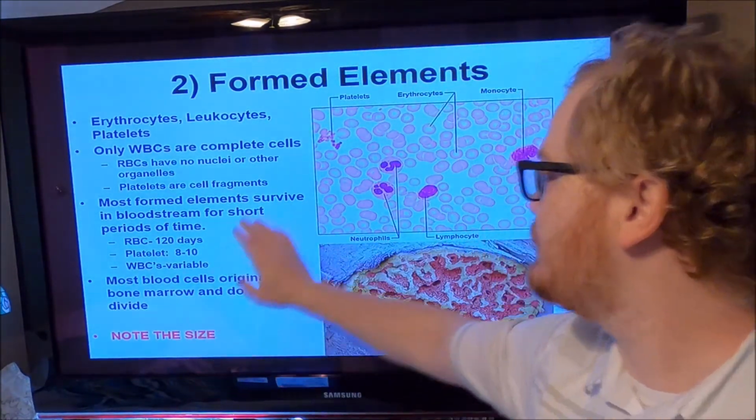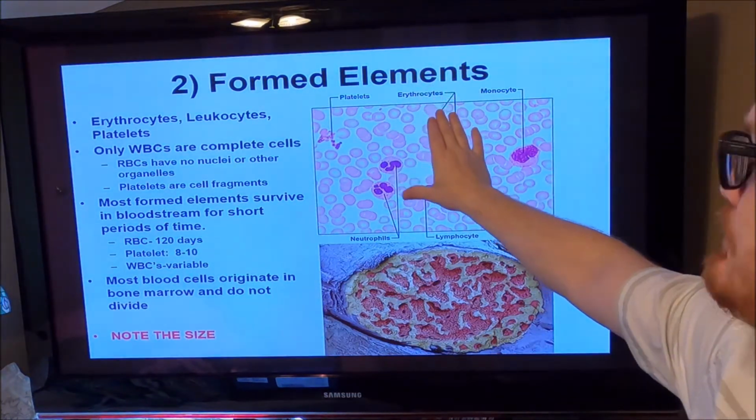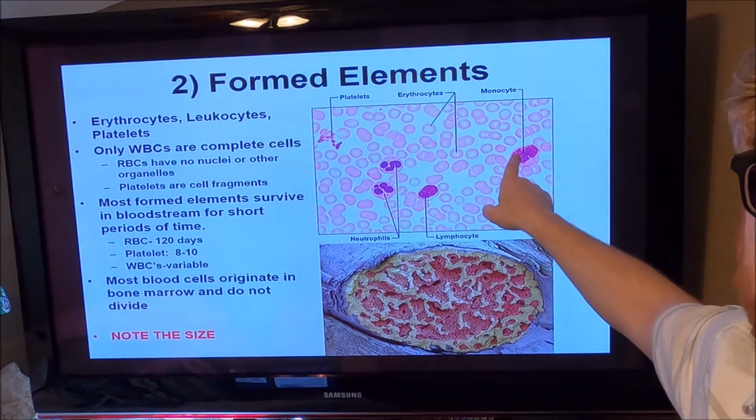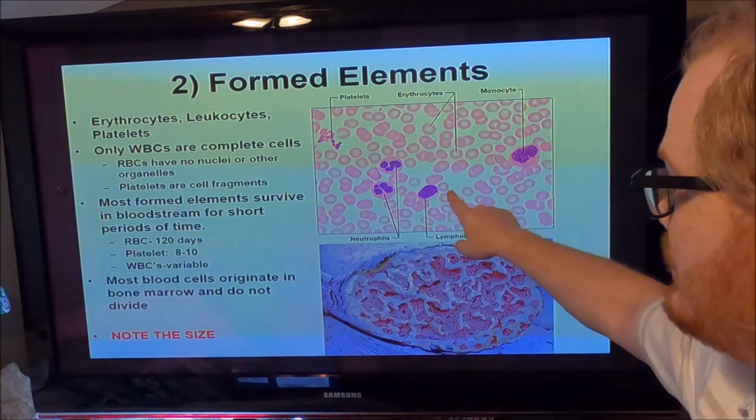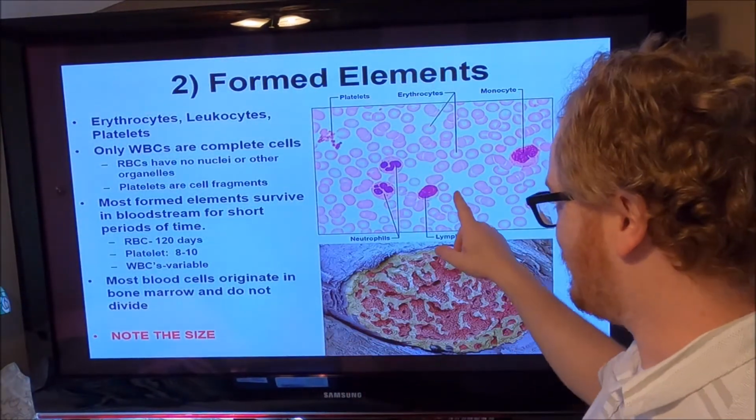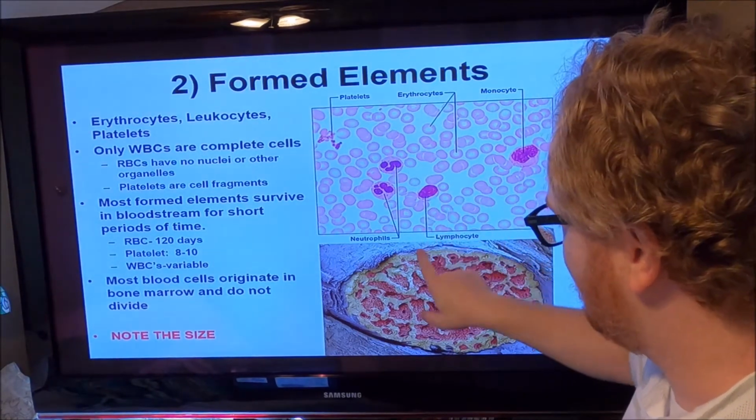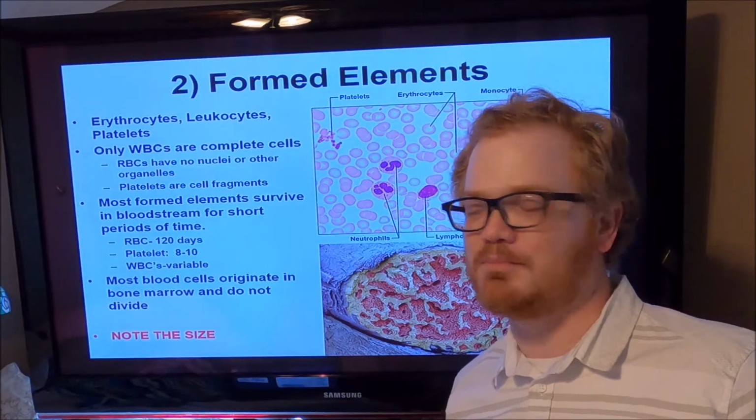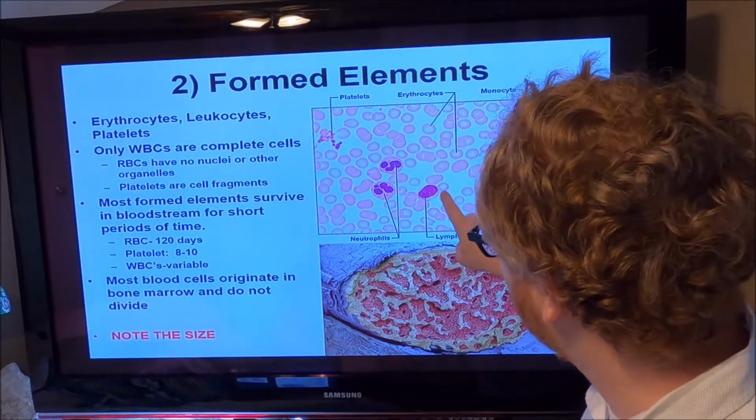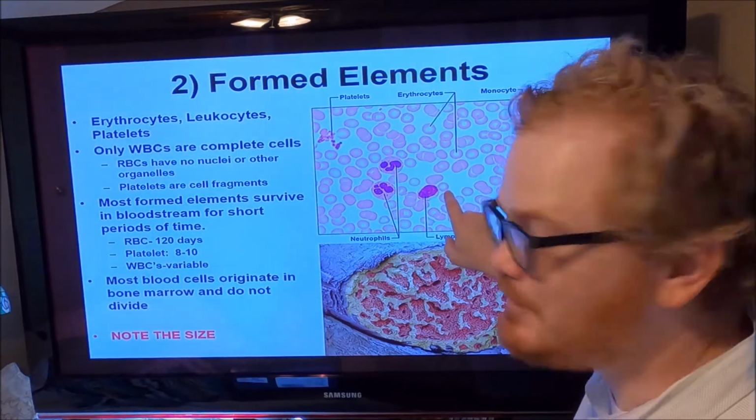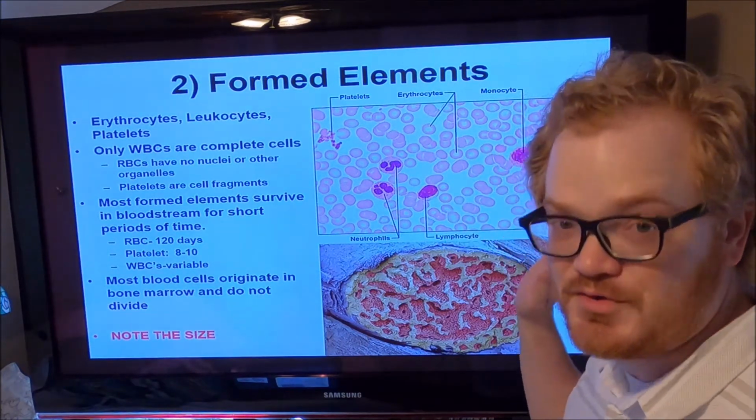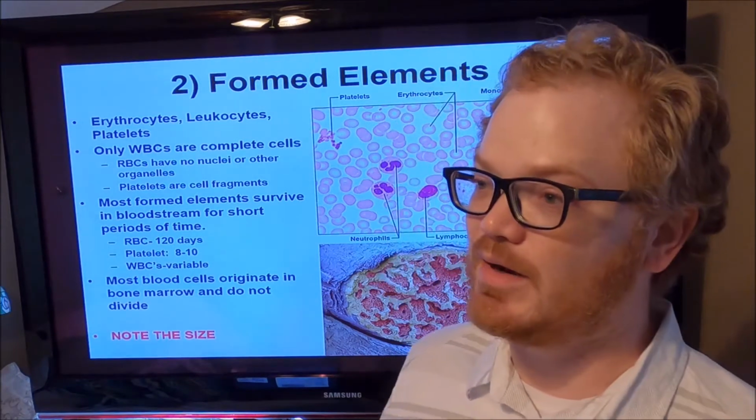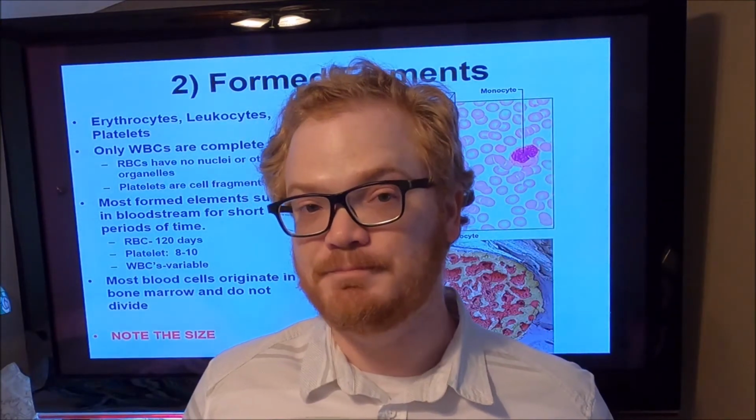Now, I want to point out one more thing here, and that is to note the size. Red blood cells are pretty darn small compared to white blood cells, mostly because they lack a nucleus. That's going to play a role here. But red blood cells are very small. Like, look at this. This is a lymphocyte. And lymphocytes are considered pretty small in the realm of white blood cells. And look at the size of that lymphocyte compared to the red blood cell. I mean, red blood cells are very small by comparison to the size of a white blood cell. And I'll give you a hint as to why that is. It deals with surface area.